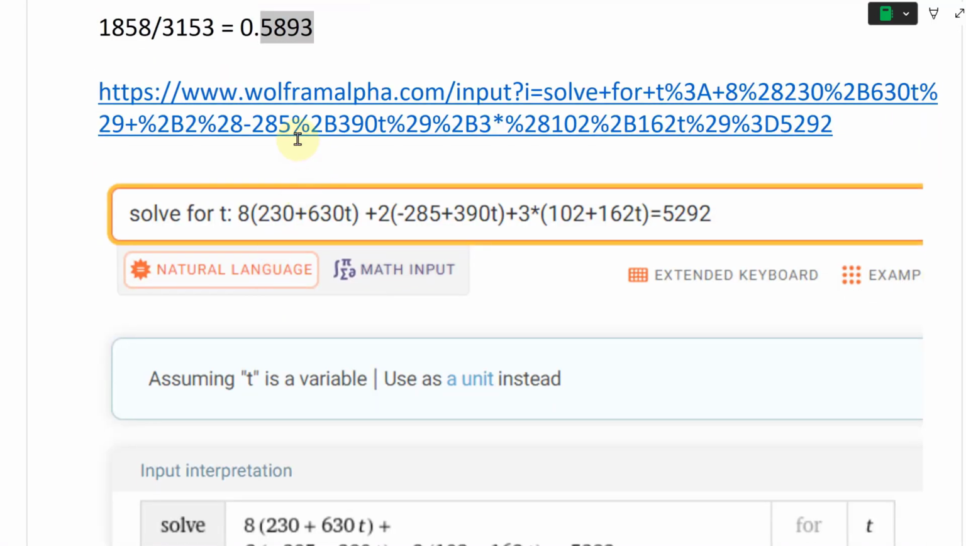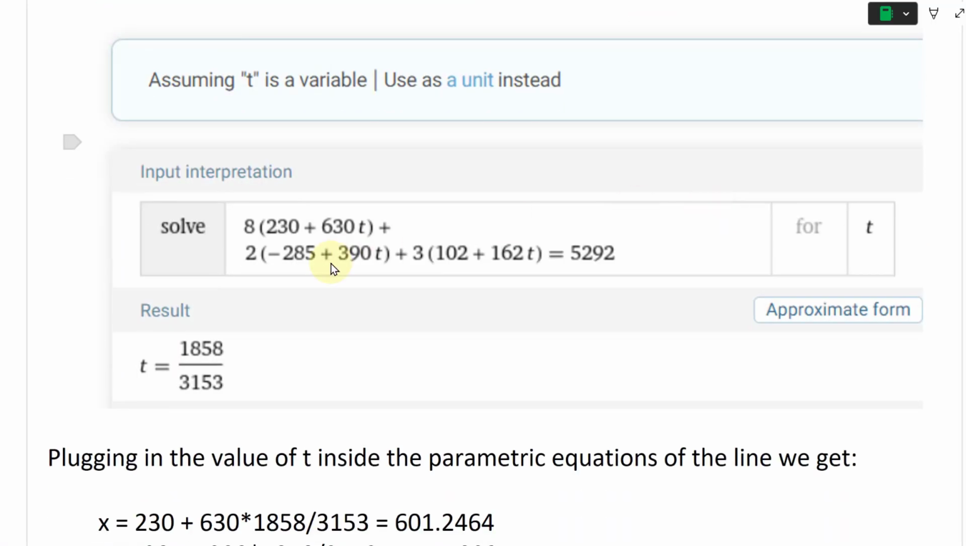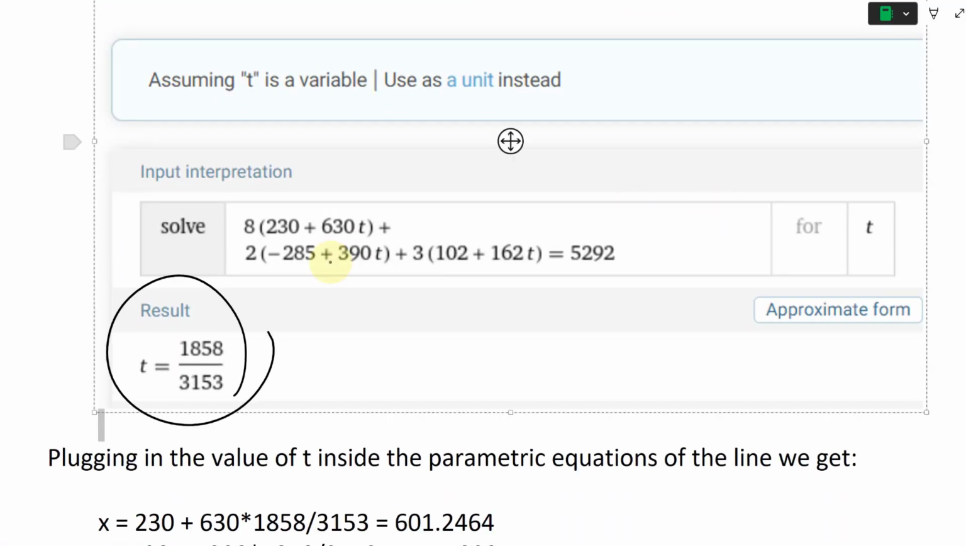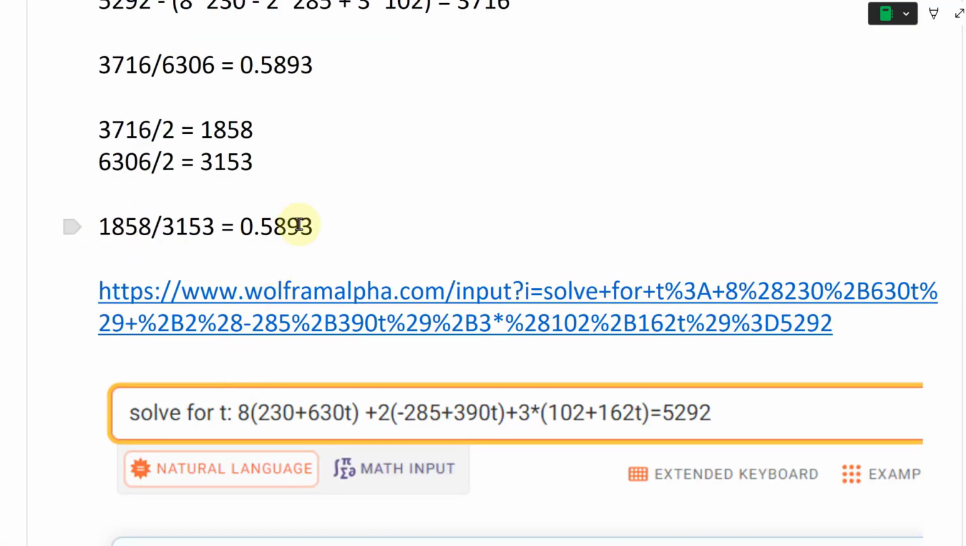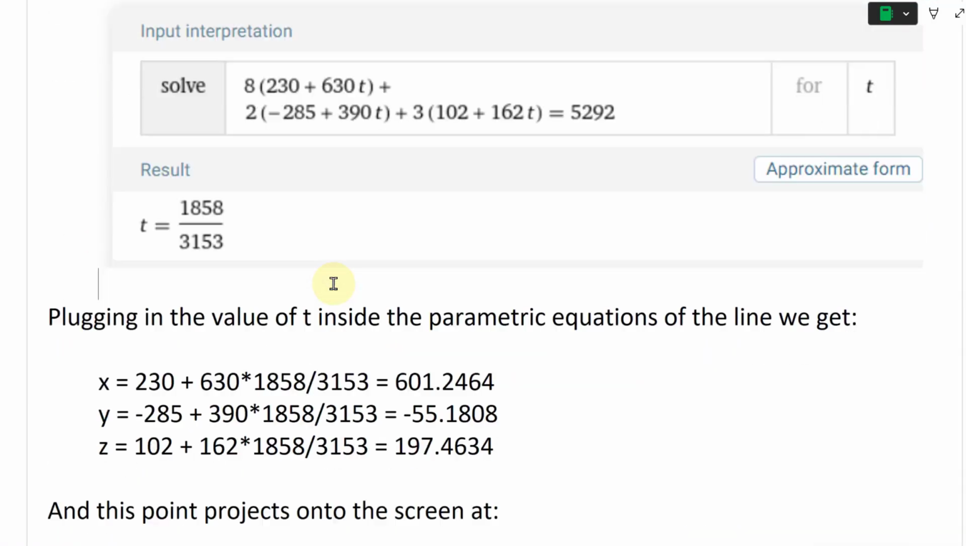But anyways, the next step is you can also use Wolfram Alpha. So you can just go solve for t, 8 times 230 plus 630t plus 2 times negative 285 plus 390t, etc. Throw that in there and it automatically solves it. Absolutely ridiculous. T equals 1858 divided by 3153. So exactly this. Alright, so epic stuff.